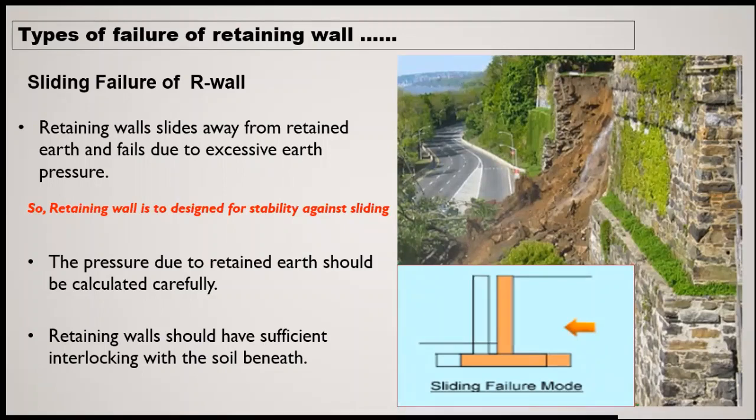The retaining wall should have sufficient interlocking with the soil. Definitely, if there is no bonding between the foundation of the retaining wall and the soil below it, that means the surface of the retaining wall and the soil or whatever is below it, if there is no interlocking or friction like that, then it will definitely move away from the retained material. It will move away and sliding failure takes place, which you can easily see in the picture, some roadside pictures we have taken.